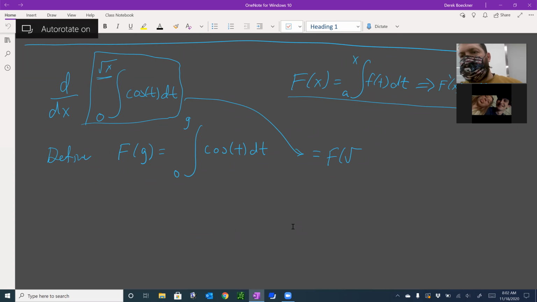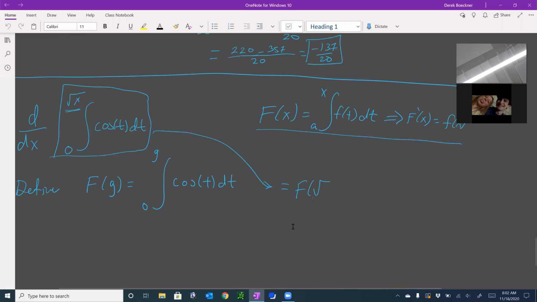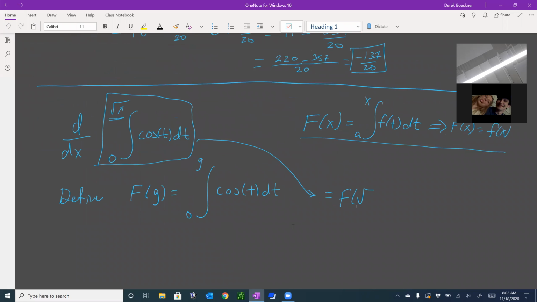Okay, let's finish this example from yesterday. We want to find the derivative of this thing, right? So taking the derivative d/dx of this function here in the blue box.